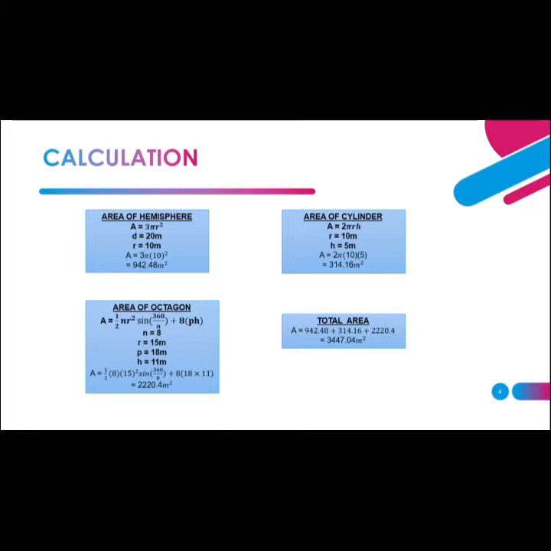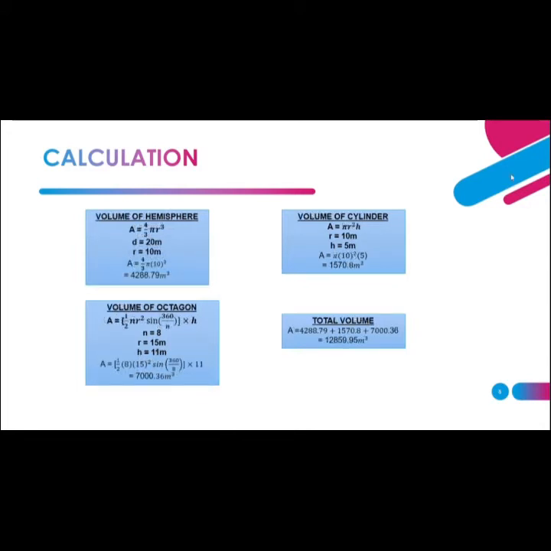Area of octagon. The formula is 1 over 2 n r square sin 360 over n plus 8 multiplied by p h. The n is 8, the radius is 15 meters, the p is 18 meters, the height is 11 meters. The answer we will get is 2220.4 meters square. Total for area is 3447.04 meters square.